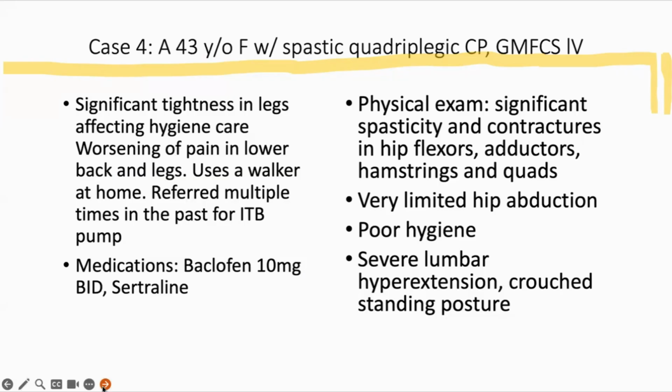She's on baclofen, sertraline again. Physical exam showed significant spasticity and contracture in flexor groups and also in her quads. She had very limited hip abduction and also poor hygiene due to that, and severe lumbar hyperextension and crouch standing posture. Next slide, please.